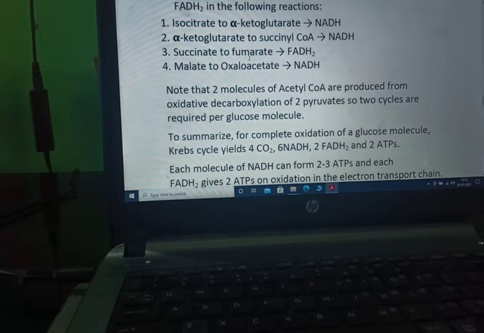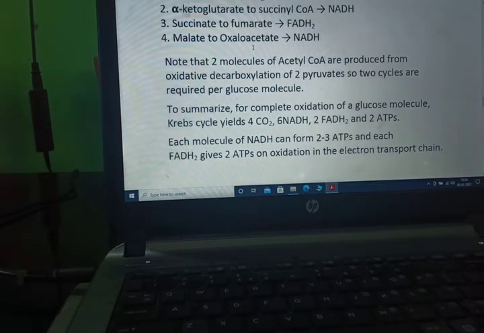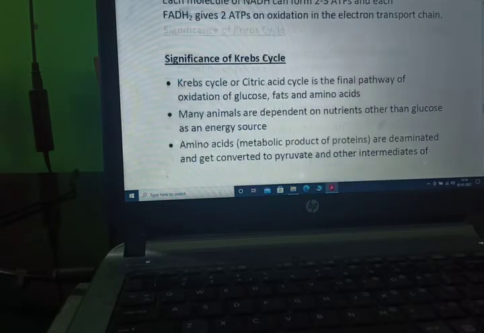The two molecules of acetyl coenzyme A are produced from oxidative decarboxylation of two pyruvates, so 2 cycles are required per glucose molecule. To summarize, for the complete oxidation of a glucose molecule, the Krebs cycle yields 4 carbon dioxide, 6 NADH, 2 FADH2 and 2 ATP. Each molecule of NADH can form 2 to 3 ATPs and each FADH2 gives 2 ATP on oxidation in the electron transport chain.